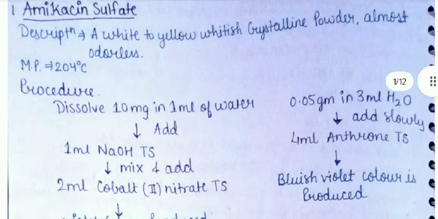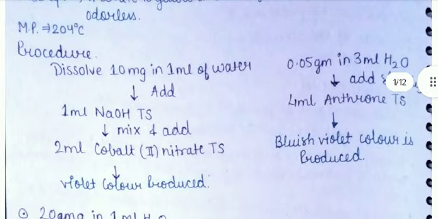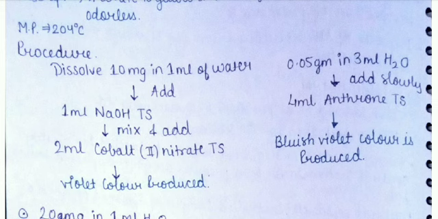Procedure: we have to dissolve 10 mg in 1 ml of water. To that we will add 1 ml of sodium hydroxide TS, mix and add 2 ml cobalt(II) nitrate TS. It will produce violet color. Next, we have to dissolve 0.05 gram in 3 ml of water. Add slowly 4 ml anthrone TS. Bluish violet color is produced.